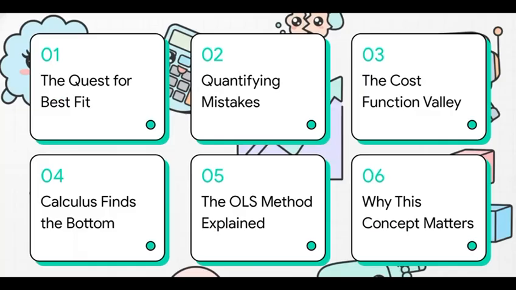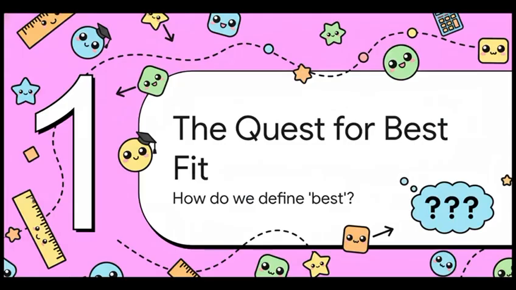So here's our roadmap. First, we're going to figure out what best fit even means to a machine. Then we'll see how we can measure all of a model's mistakes and boil it all down to a single number. After that, we'll visualize that number as a giant valley, use a little bit of calculus to find the absolute bottom of it, and then finally, we'll give this whole process its official name and talk about why this is such a cornerstone concept in all of machine learning. All right, let's start at the beginning.